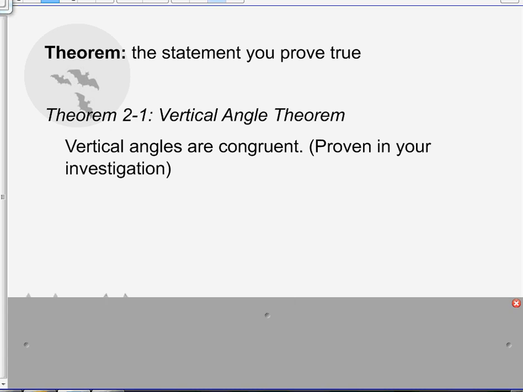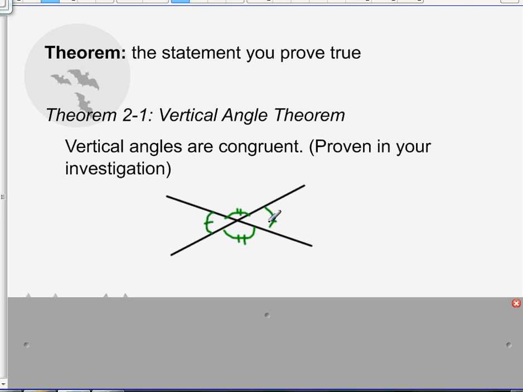Okay? So in your investigation the other night when I asked you to take a piece of paper and draw a pair of vertical angles and then fold them over, what you should have found is that this angle and this angle are congruent, and that this angle and this angle are congruent. Okay? And those markings that I have here mean congruent.